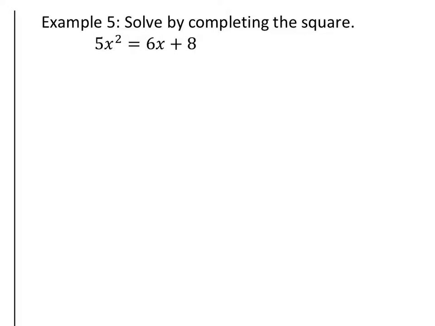Okay, so what do we need to do? We need to make a equal 1. So how do we make a equal 1? Well, first you need to get all the right side of the equal sign. Okay, so you want to go ahead and move the 6x over to the other side, to where it's with the x squared. So we'll have 5x squared minus 6x equals 8.